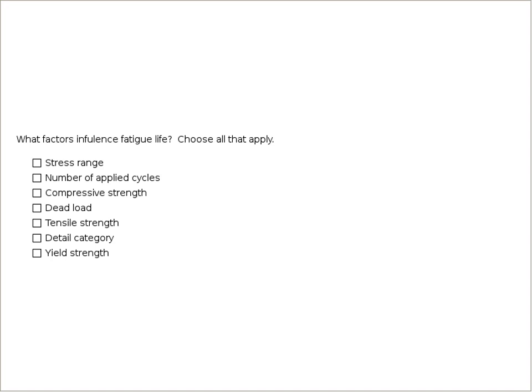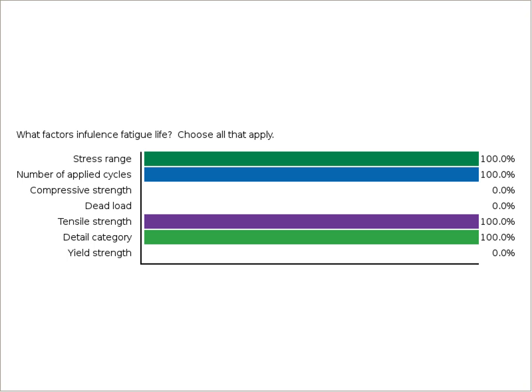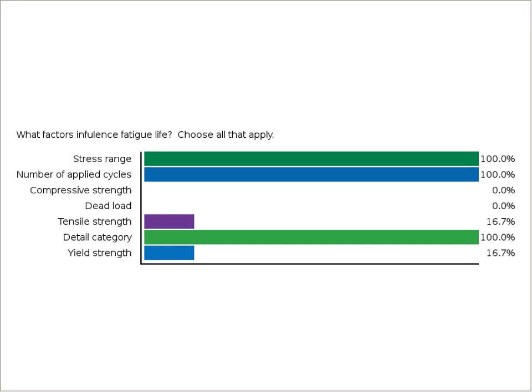Here's the first question. What factors influence fatigue life? Choose all answers that apply: stress range, number of applied cycles, compressive strength, dead load, tensile strength, detail category, or yield strength. Hint, there is more than one correct answer. You can go ahead and select your answer on the screen and click on Submit.